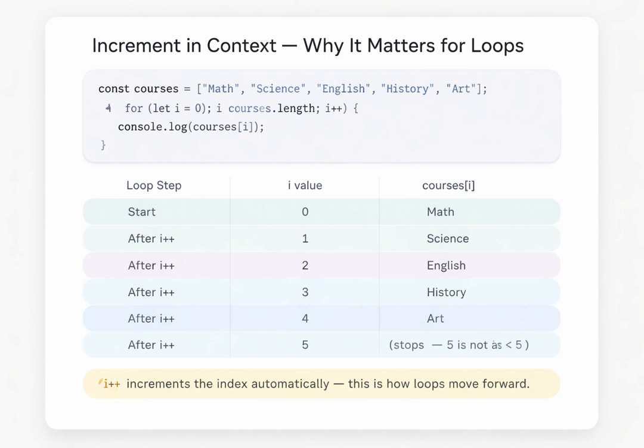Without the increment operator, the loop would just keep accessing index 0 forever. It would never move forward. The i++ is what drives the loop through the array step by step. This is one of the most fundamental patterns in all of programming, and understanding that ++ is just add 1 to this variable is the key to understanding how loops work.